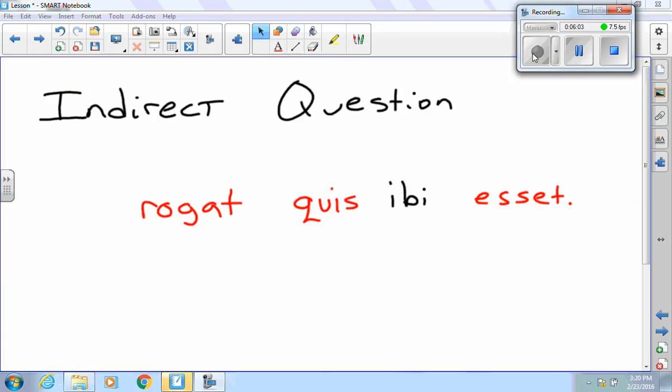Indirect question will also use a mental action verb or an asking verb like rogot. It needs a question word like quis, who, and then it still needs a subjunctive like esset. So here I have, he asked, who is there? If I want to create a negative for an indirect question, I simply add non to the question. Now it says, he asked, who is not there?